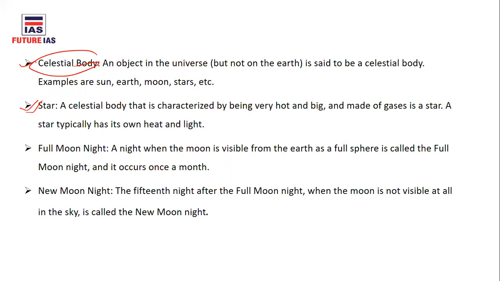I have also told you about the full moon night. A full moon night means the night when the moon is visible from the earth as a full sphere, and it only occurs once in a month. Okay, what is new moon's night? That is the 15th night after the full moon night, when the moon is not at all visible in the sky. You are getting my point? So the full moon's night means the full moon is visible from the earth, and that occurs once in a month.